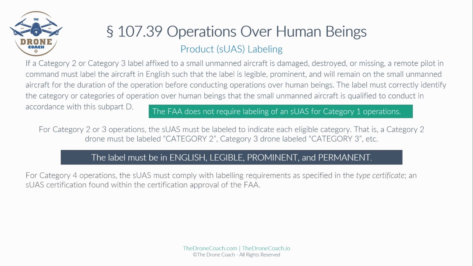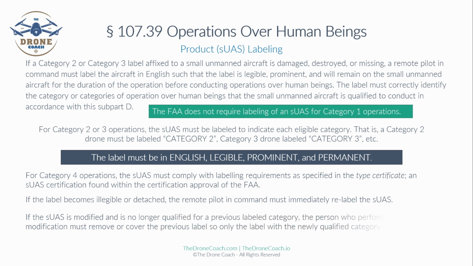For Category 4 operations, the SUAS must comply with labeling requirements as specified in the Type Certificate. That's an SUAS certification found within the certification approval of the FAA. And again, if that label becomes damaged, detached in any way, the remote pilot in command must immediately relabel the SUAS.